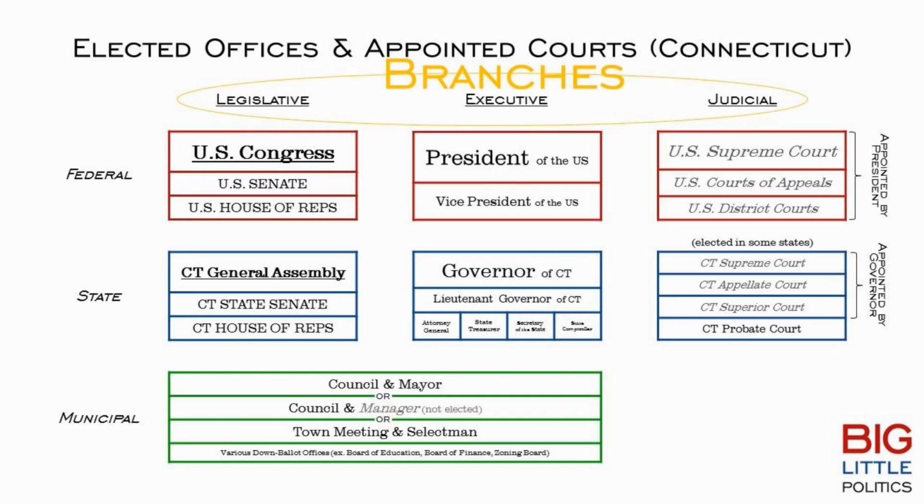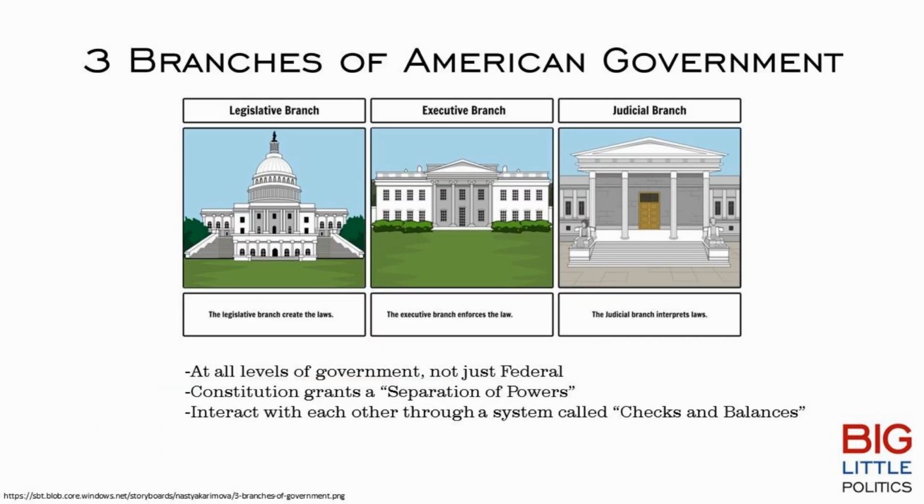Now moving on to the branches. This is a little more complicated, but it's also more interesting. So at some point in your life, unless you are very young, you've probably seen some sort of graphic like this. It shows the legislative, executive, and judicial branches. It'll show, this is a picture of the U.S. Capitol under legislative, the White House under executive, and the Supreme Court building under judicial.